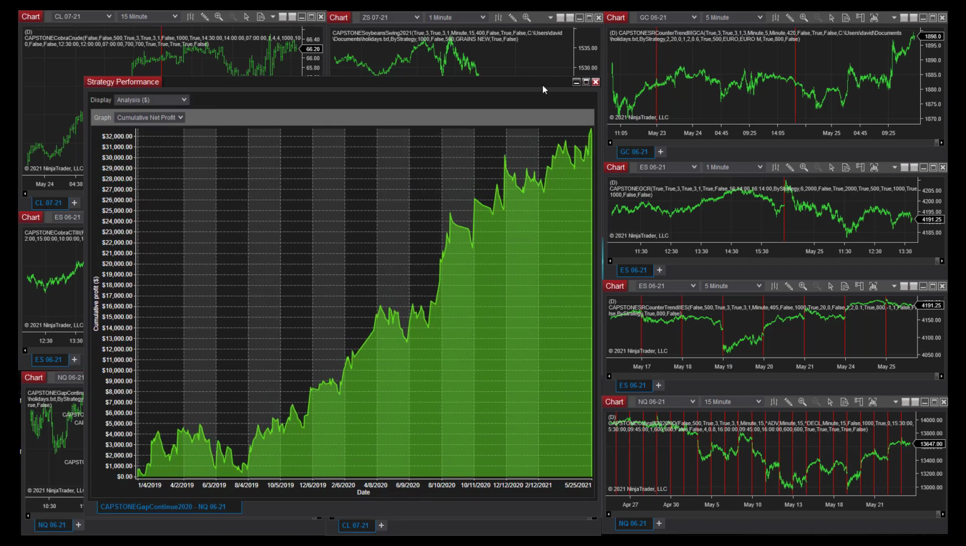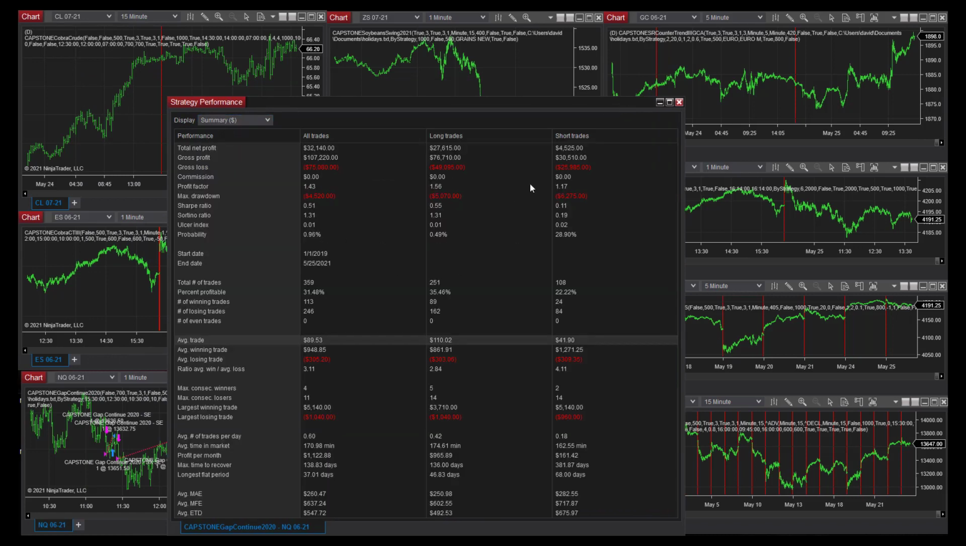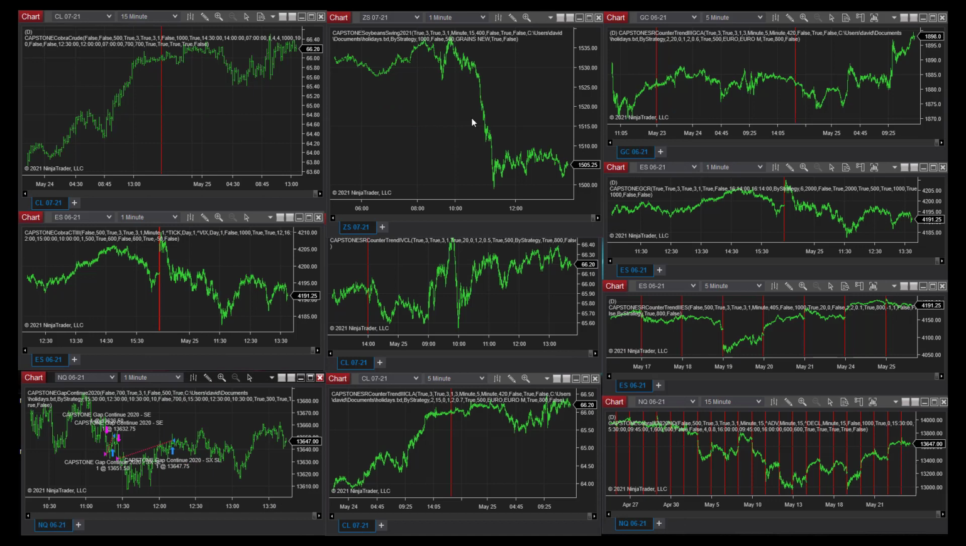And the reason that I like a strategy that has a high percentage of losing trades, it means that you have a tight stop loss, which means you're really cutting your losses short. If you look at this, long trades far better than the short trades, obviously because of the trend of the overall market. So that is gap continuation 2020.